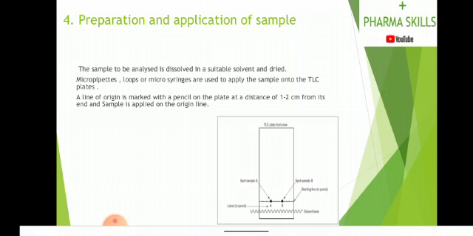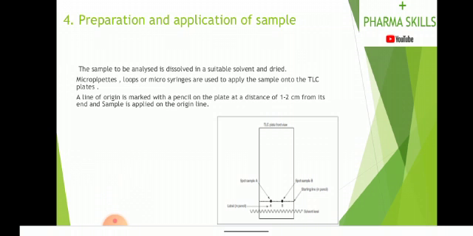Preparation and application of sample. How we are preparing and applying the sample. The sample to be analyzed is dissolved in a suitable solvent and dried. The solvent is nothing but the mobile phase. We dissolve it and dry it. Micro pipettes, loops and micro syringes are used to apply the sample on the TLC plates.